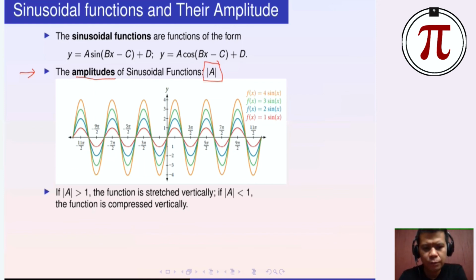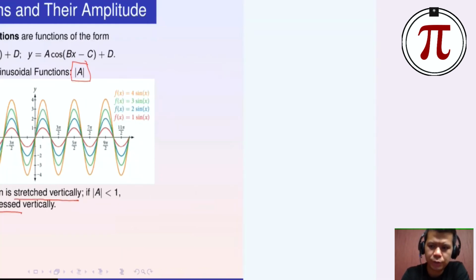Now, if the absolute value of a is greater than 1, the function is stretched vertically. If the absolute value of a is less than 1, it's compressed vertically. So it's something like this. All right, let's consider again some examples of this. Consider this example.